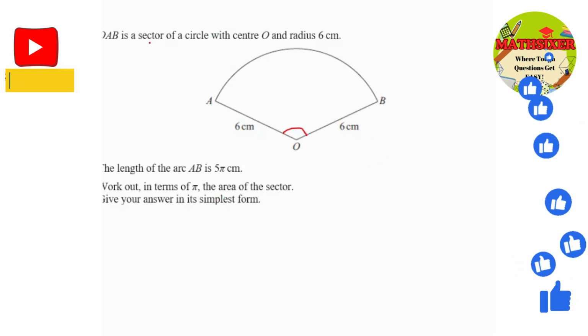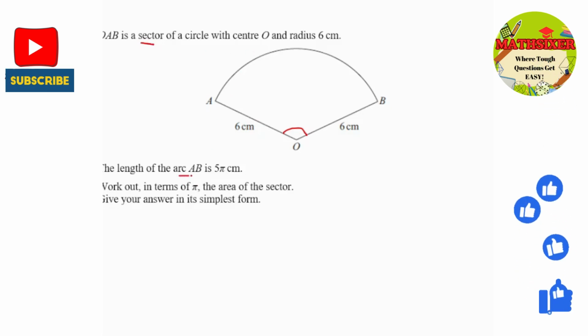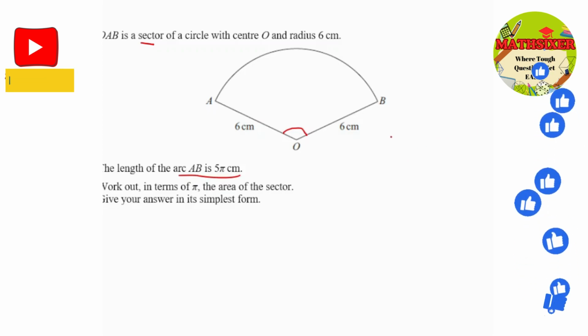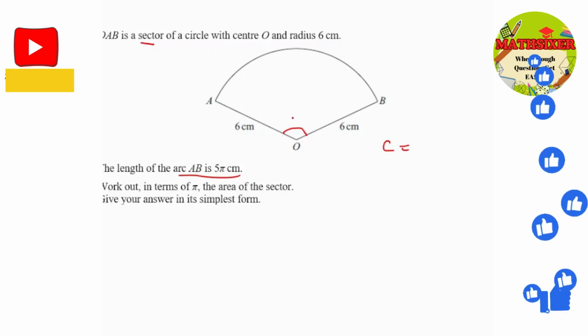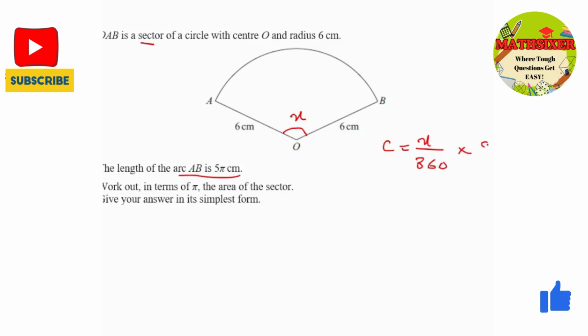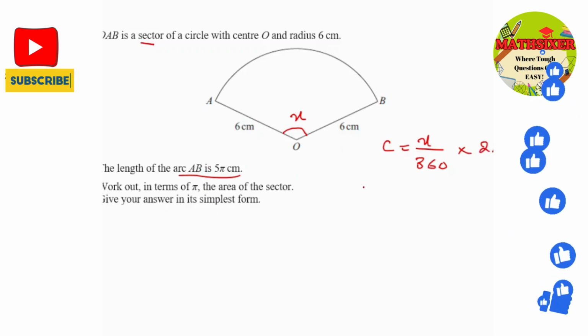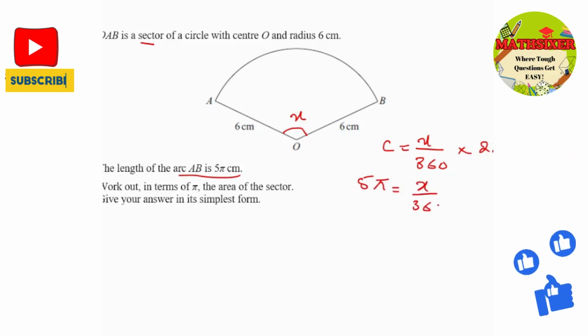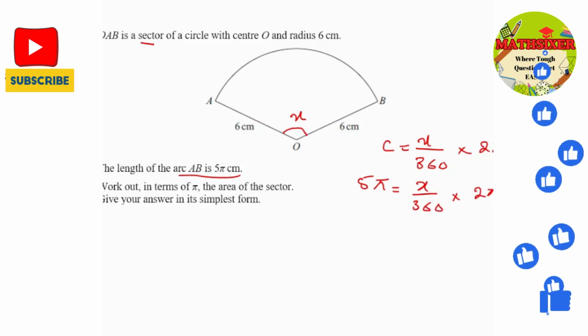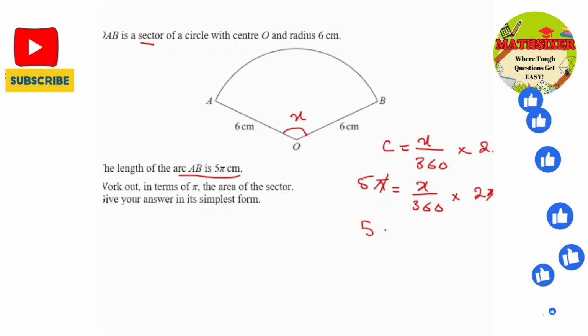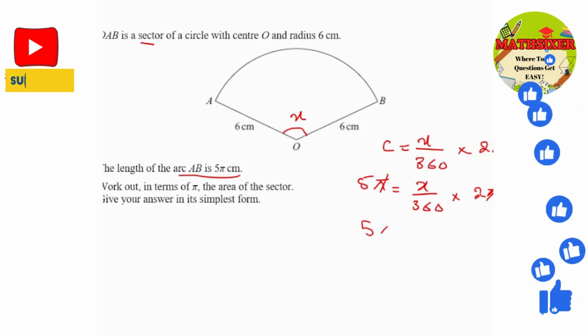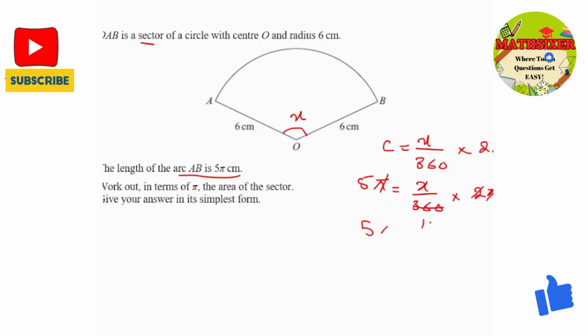Okay, so we have been given the sector, and we have been given the arc length, which is 5 pi. We know the circumference is equal to 2 pi r, and we don't know the angle, so let's say this angle is x. The arc length is x divided by 360 times 2 pi r, and the arc length we have been given, 5 pi, is equal to x over 360 times 2 pi r. So pi and pi cancel out from both sides, and we have over here 5. We can cancel over here, 2 and 18 is 180.